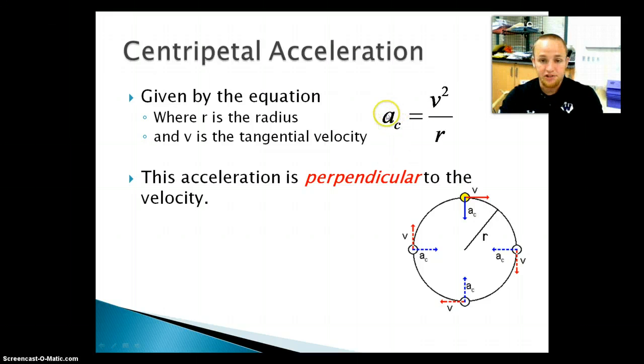So our centripetal acceleration equals our tangential velocity squared divided by the radius, okay? And there's a derivation for this, but I'm not really concerned with showing you how to get it. We just need to know that that's what our formula is. And this acceleration is always perpendicular to our tangential velocity. So perpendicular to a tangent line means directly toward the center of that circle.